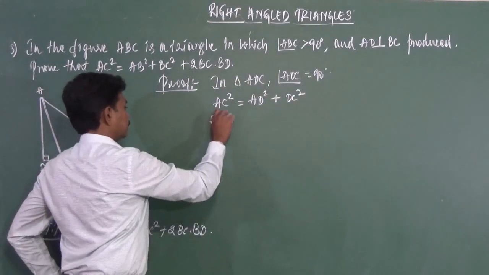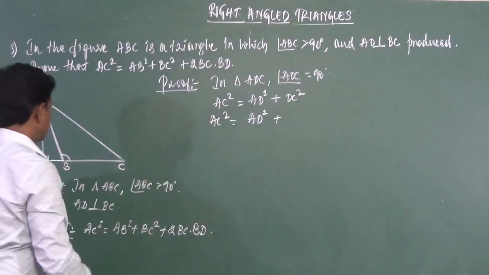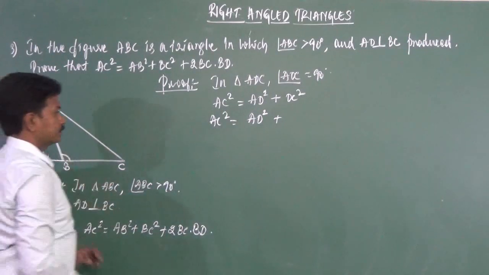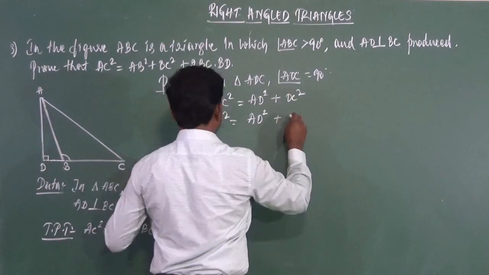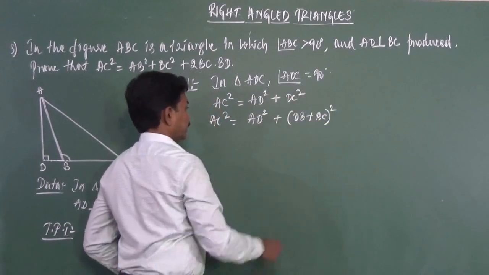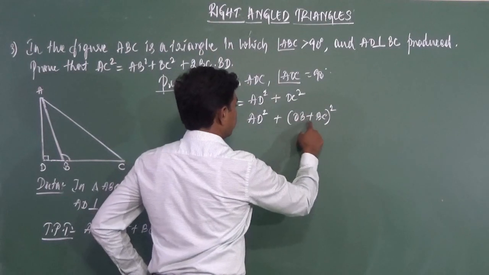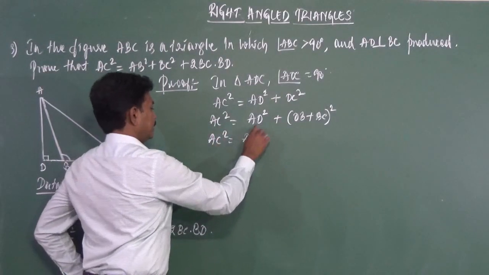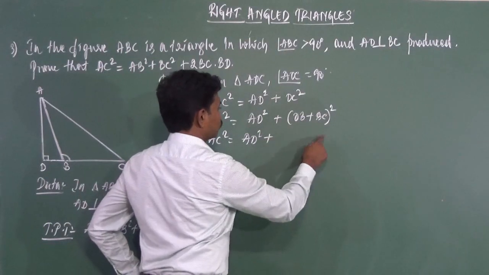So AC square is equal to AD square, let it be as it is, plus DC can be written as DB plus BC. So instead of DC, I am going to write DB plus BC whole square. This square cannot be given individually to each term because it's in the form of A plus B whole square. So AC square is equal to AD square plus, many of the students write it as DB square plus BC square and keep quiet.